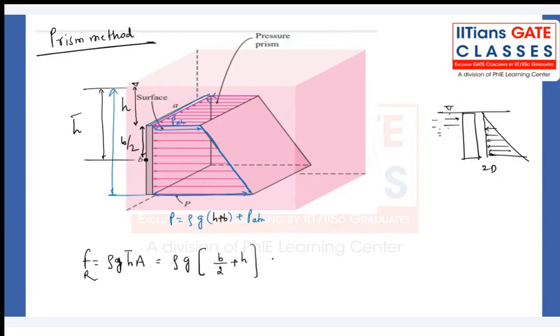Into area. What is that area, my dear friend? Can I say B into A? This is the area of the plate on which this is acting, right? B into A. Ready? So this is the formula method.